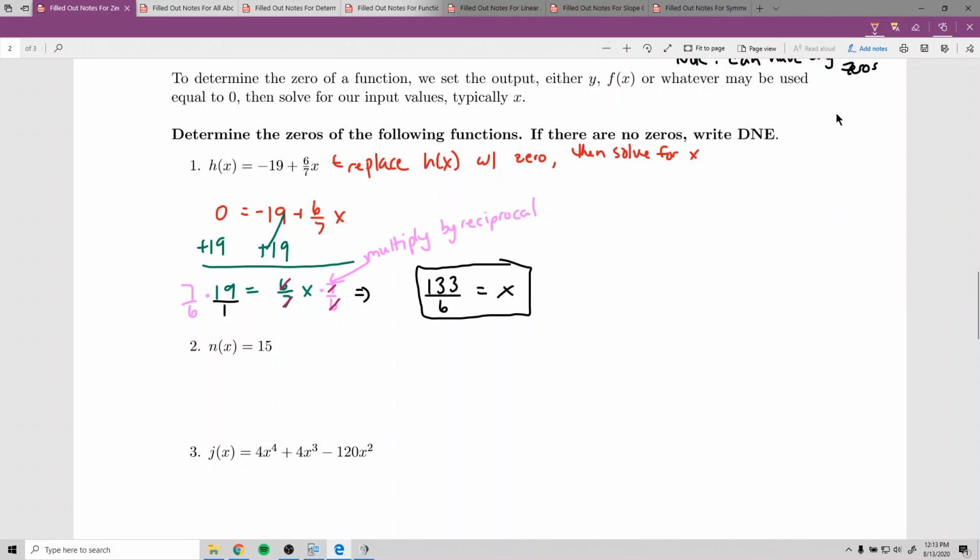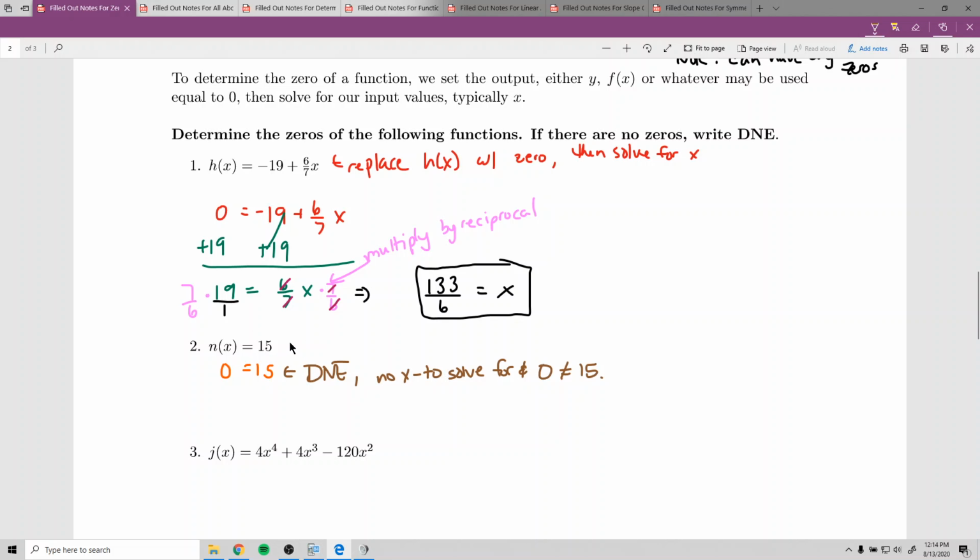Number 2, we have the function n of x equals 15. Well, we do the same thing. We replace n of x with 0. We've got 0 equals 15. And this should set off a little bit of an alarm because there's no x here. 0 does not equal 15. So this is actually just DNE. There's no x to solve for, and 0 does not equal 15.